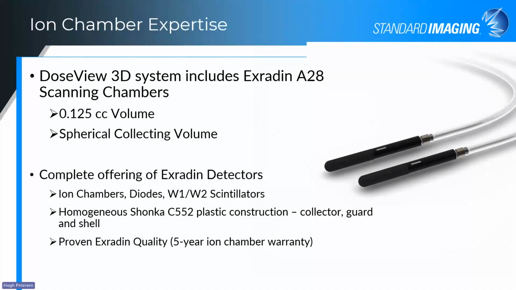Along with our electrometer expertise, our X-rated line of ion chambers is very well regarded as well. We have a long history with making some of the best chambers in the market. We include two of our X-rated A28 chambers. They're the 0.125 cc volume. It's a spherical collecting volume, so if you're doing cross-plane or in-plane scans, there's no issues with any kind of beam difference or scan difference, because they are spherical volumes.